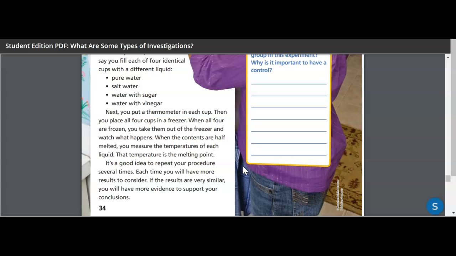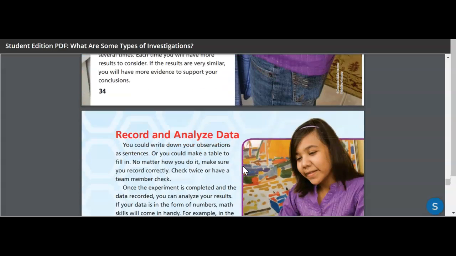It's a good idea to repeat your procedure several times. Each time you will have more results to consider. If the results are very similar, you will have more evidence to support your conclusions. So it's very important to do the same procedure each time you do your experiment, and to do that several times. Remember the bubble mania? We did it 3 times. We tested it 3 times, and we did it the same way each time.